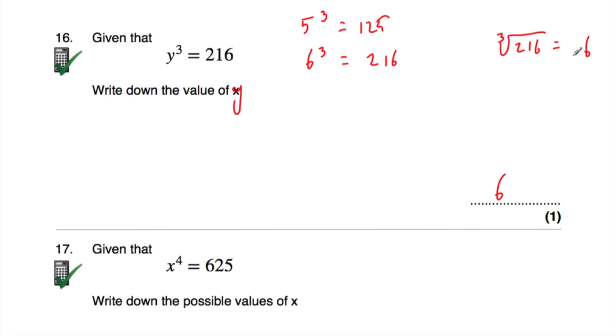Now one thing to check is, could negative 6 work? If you do negative 6 times negative 6 times negative 6, a negative times a negative is a positive, times a negative is a negative, so negative 6 wouldn't work. So that means that our value for y would be 6, and that's it.